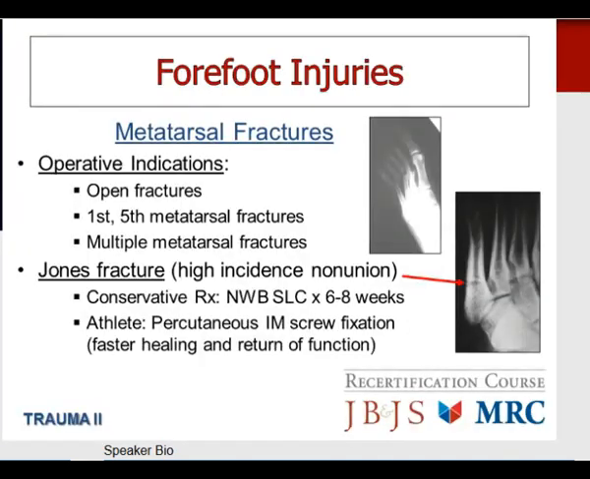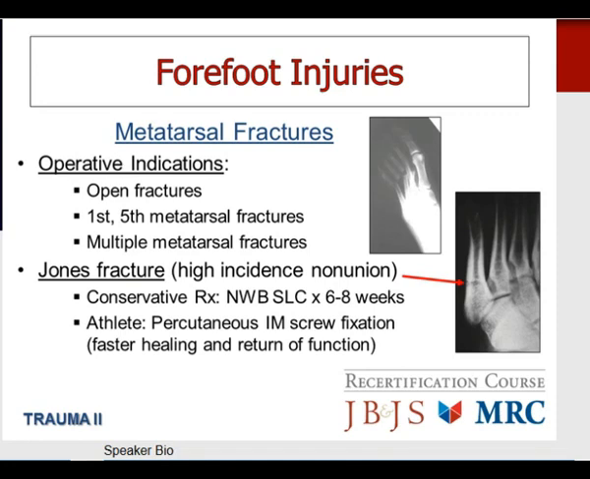Metatarsal fractures, operative indications are open fractures, border metatarsal fractures involving the first or the fifth metatarsal, as well as patients with multiple metatarsal fractures. The Jones fracture of the fifth metatarsal at the proximal metadiaphyseal junction does have a high incidence of non-union. This is a watershed area from a vascular standpoint.